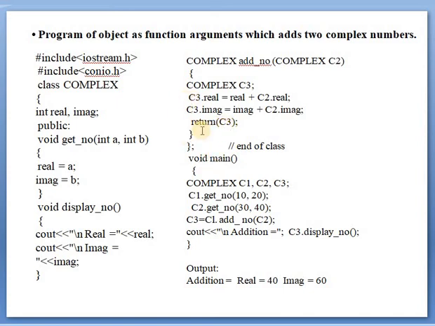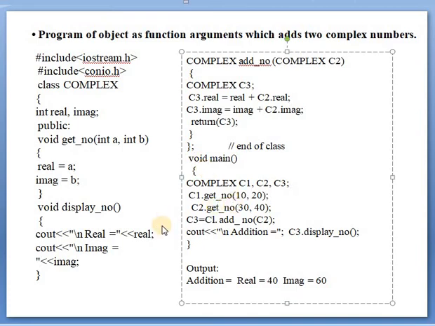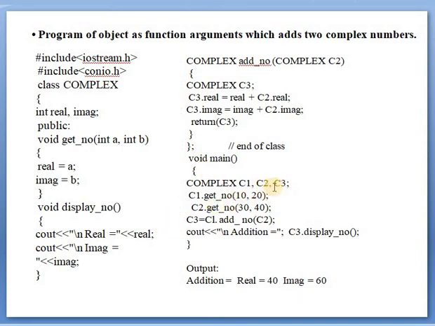Return C3, and here is the end of the class. Now void main: C1, C2 and C3, these are the three objects. Now C1.getNumber, here we are passing the numbers 10 and 20, and C2.getNumber, that is 30 and 40. Now C3 equals C1.addNumber, passing C2.